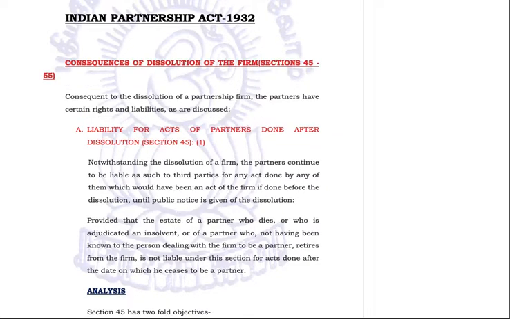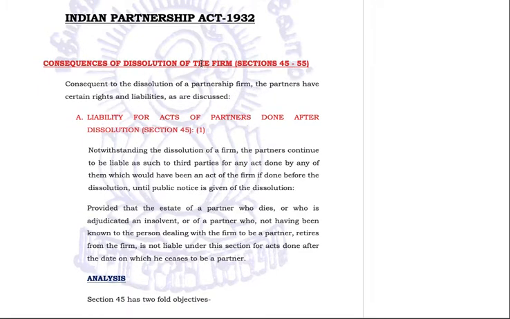Because dissolution of partnership means some change in partners, but dissolution of firm means the whole firm, the whole partnership, all partners have broken out with each other. The whole firm has gone out. Consequent to the dissolution of partnership firm, the partners have certain rights and liabilities, and they are discussed. What are the rights and liabilities which are left upon such dissolution of the firm?